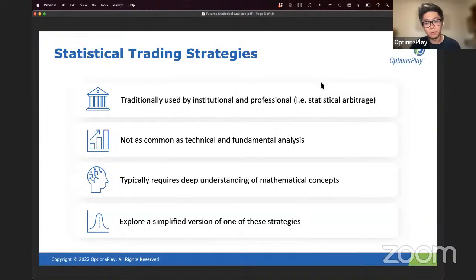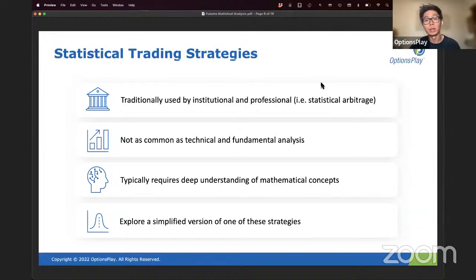So let's start off with just talking a little bit about the background of statistical trading, because, Frank, this is frankly something that is traditionally used only by institutions and professionals, simply not as common as technical and fundamental analysis. And it comes down to just the degree of math that's typically required to trade these types of strategies.